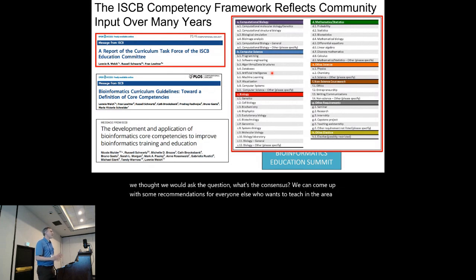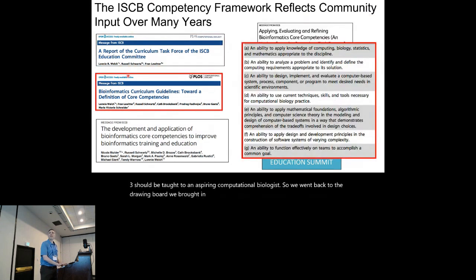And the short summary of all of this is there was absolutely no consensus. There's nothing that even a simple majority of programs could agree should be taught to an aspiring computational biologist. So we went back to the drawing board. We brought in more people, a larger committee. Each of these is a paper that has come out over the years from a growing and continually growing group of people.